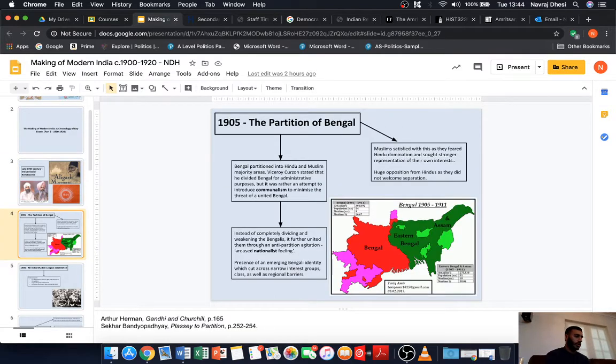Right, moving on. In 1905, we see the beginnings of the British divide and rule policy being implemented. This is the first instance of the actions of the Raj really attempting to divide religious communities within India, and it takes place in the early 1900s. So what we have is the partition of Bengal. Bengal is partitioned into Hindu and Muslim majority areas: Eastern Bengal and Assam, a Muslim majority area, and Western Bengal, a Hindu majority area.